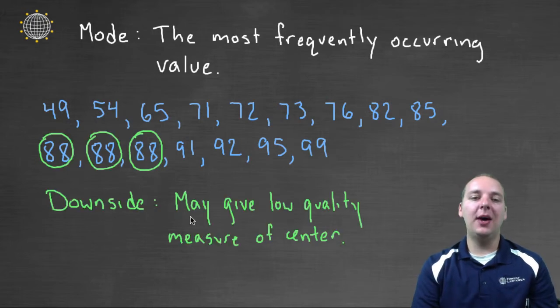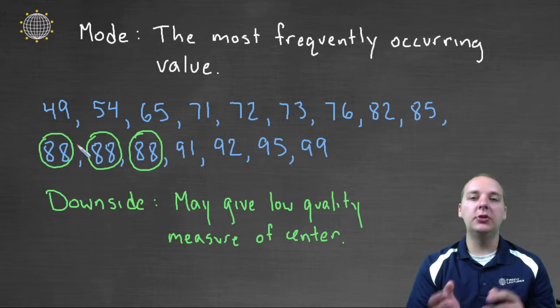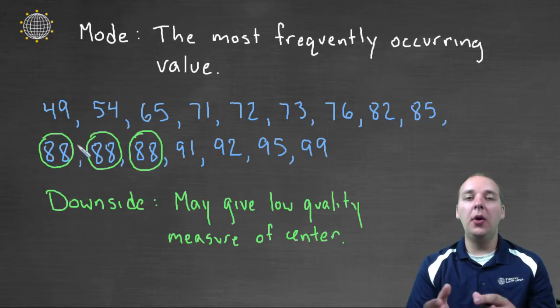One is that it might not give you a very high quality measure of center. In fact, it might give you a low quality measure of center, because here, if you allow me a little freedom, let me fudge these numbers a little bit. Let me change them around. I can construct an example where the mode might give you a terrible measure of center.